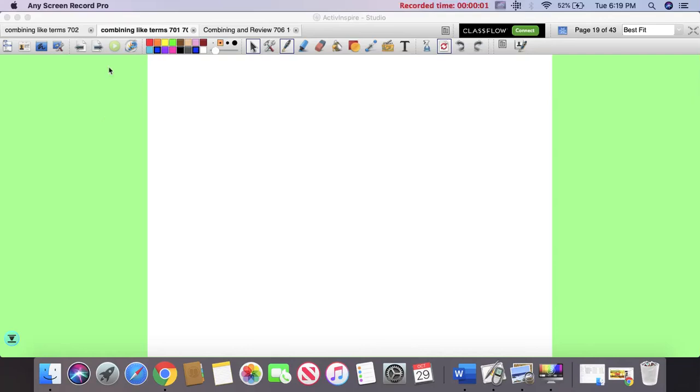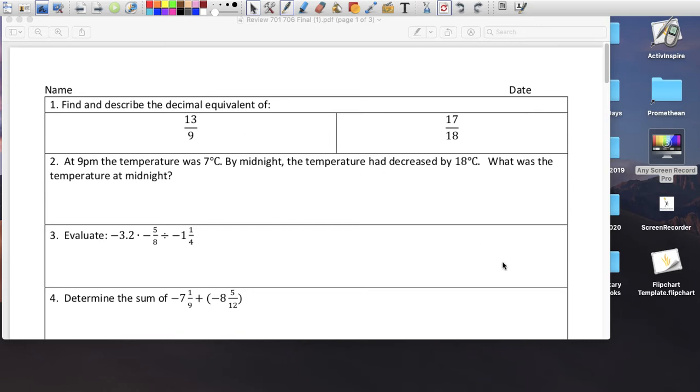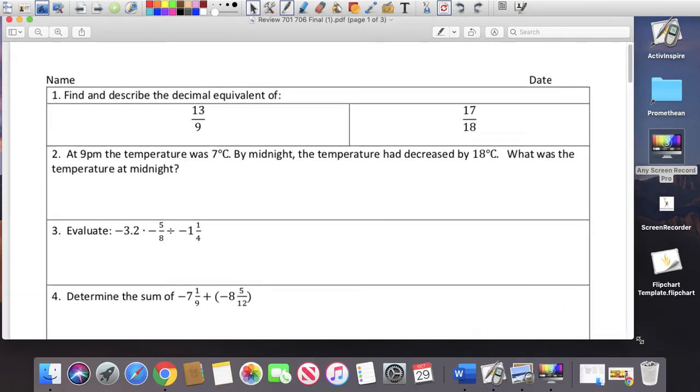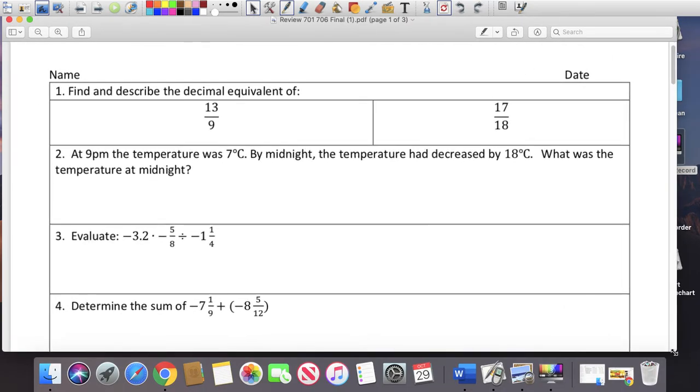So this is the review sheet you got in class today. Feel free to use a calculator, because you're going to be using a calculator in school. So there's no reason why you shouldn't use a calculator at home. The only problem is you might not have a calculator that has fractions. So I'll try to work it out.